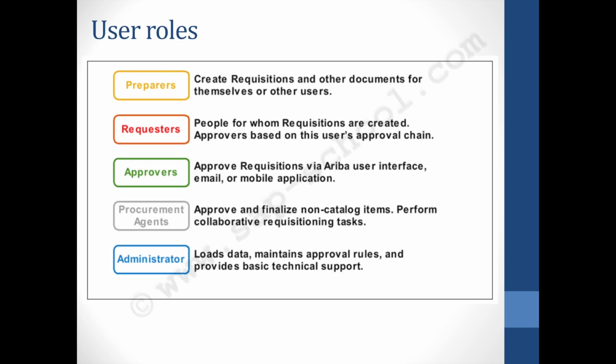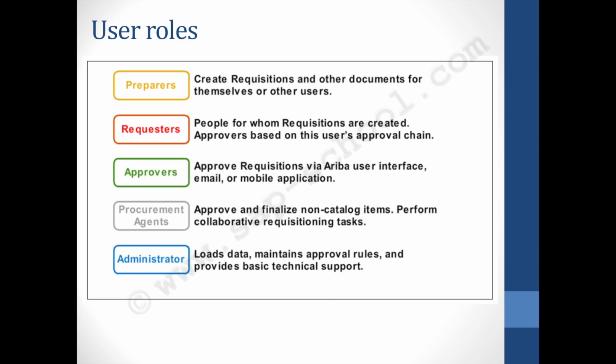Then we have the approver, who is a person at a managerial position and takes care to approve the document, ensuring that everything has been correctly filled in and the best price has been provided. Then we have the procurement agents, who approve and finalize a non-catalog item and perform collaborative requisitioning tasks. These can be either the operational buyers or the strategic buyers, or maybe someone who already knows the system pretty well to be able to negotiate the contract with the vendor.